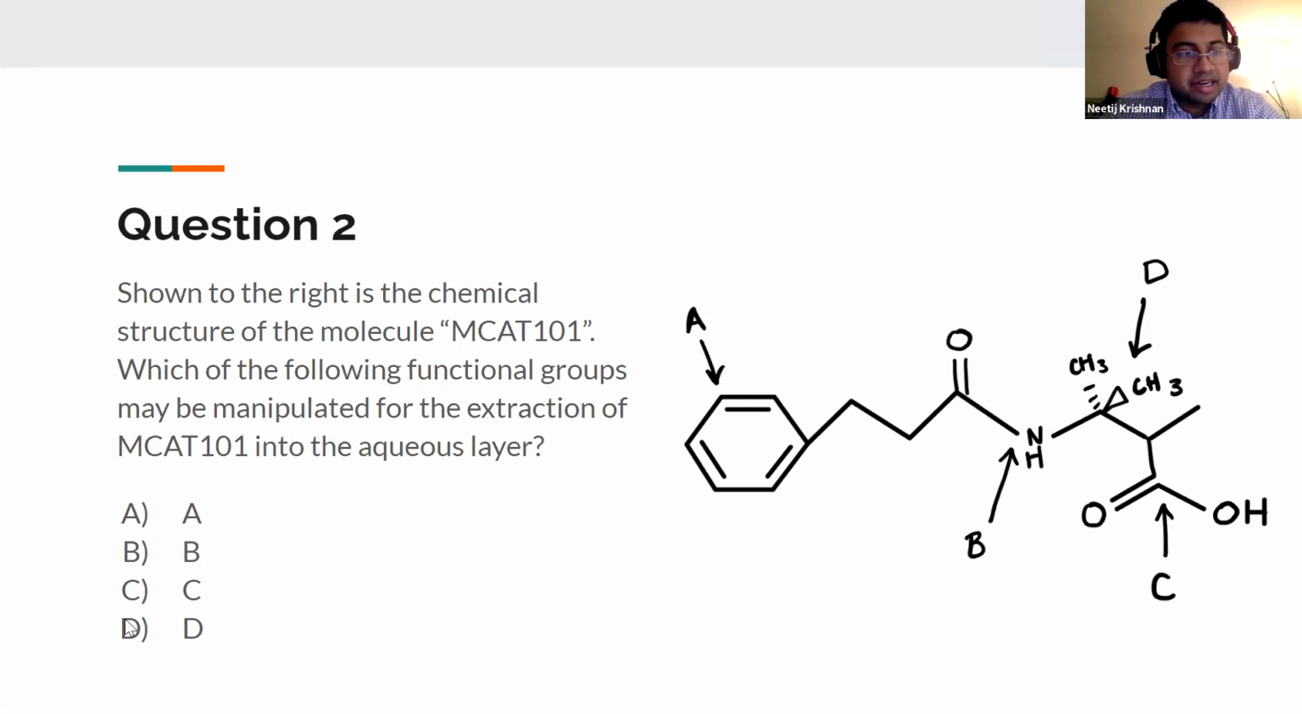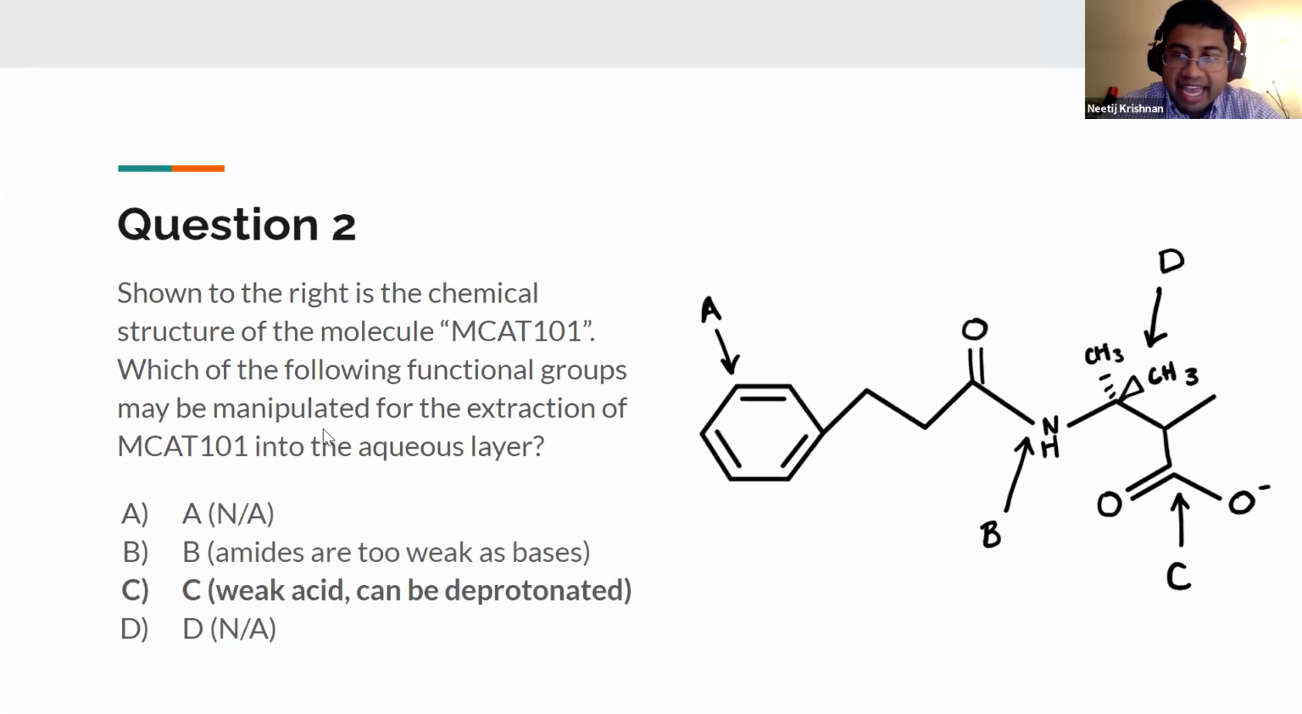Okay, good. I'm seeing a lot of C's, and C is indeed the correct answer. A and D are non-polar, non-reactive, and not acidic or basic, so those two are out. Amides are too weak to act as acids or bases in this case, so we are left with the carboxylic acid group, which, if you deprotonate it, will end up in the aqueous layer. If the group were COOH, so that it were neutral, it would be in the organic layer. In this diagram it's deprotonated, so it would be in the aqueous layer.